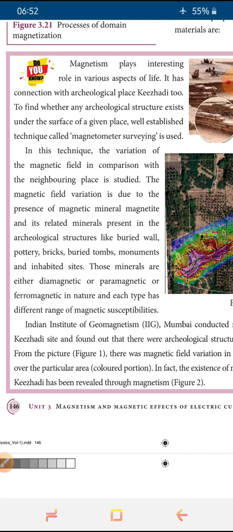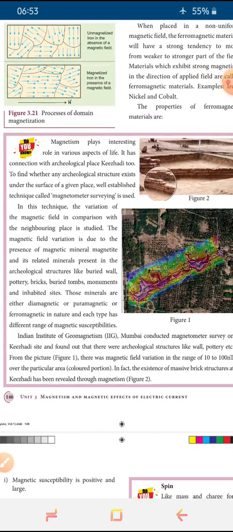In that research, from physics we are using magnetometer surveying. Magnetometer surveying is helpful to find metals and minerals present within a certain distance. Minerals are either diamagnetic, paramagnetic or ferromagnetic in nature, and each type is shown by a different range that we can find with the help of magnetometer surveying. The Indian Institute of Geomagnetism in Mumbai conducted the magnetometer survey in Keeladi, and we are getting more findings from underground with the help of the magnetometer.